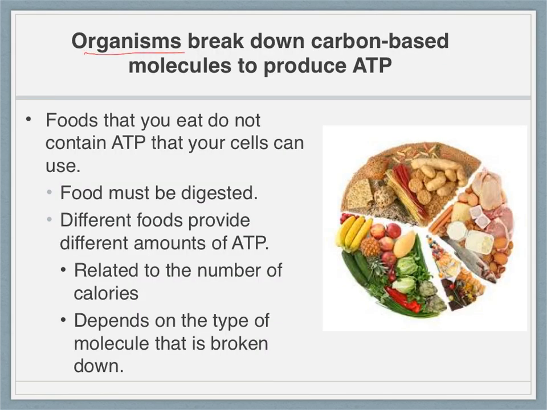Okay, organisms have to break down carbon-based molecules to make ATP. The foods that we eat don't have ATP that your cells can use. They have organic molecules that have to be digested. Digested just means broken down into smaller components. When these things are broken down, depending on what type of food it is, what type of biological molecule it is, they'll give different amounts of ATP available to the cell. It's related to the number of calories that the food contains. It depends on the type of molecule that is broken down.